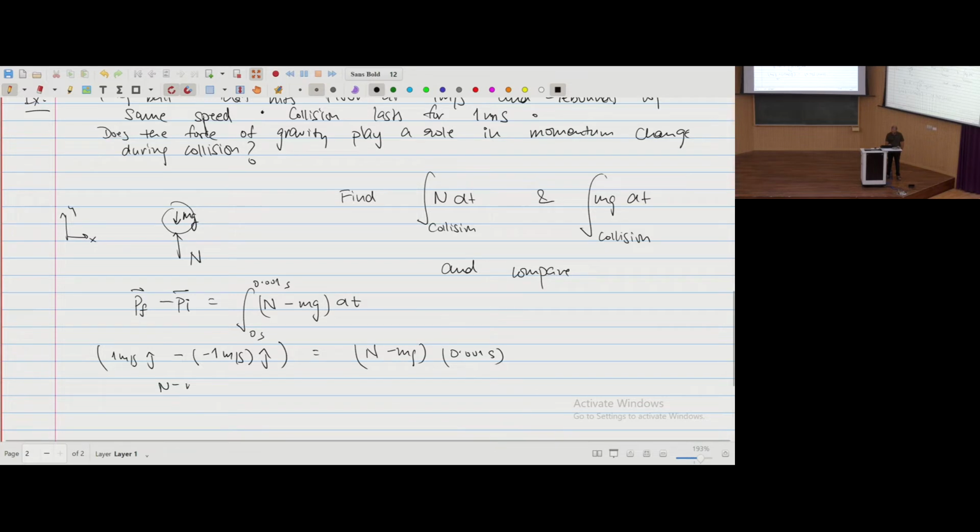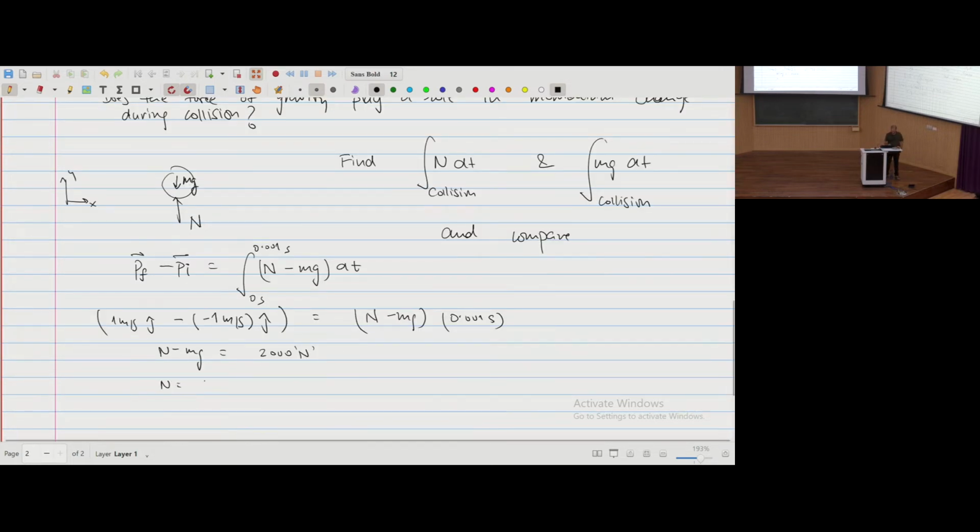So what we see is N minus mg is 2 divided by 10 to the minus 3, so that becomes 2000 newtons. This is the unit. Mg, it's a 1 kg ball. You can take g approximately as 10 meters per second squared. So we see N is 2010 newtons. You can see N is around 2010 newtons, and mg is only 10 newtons.